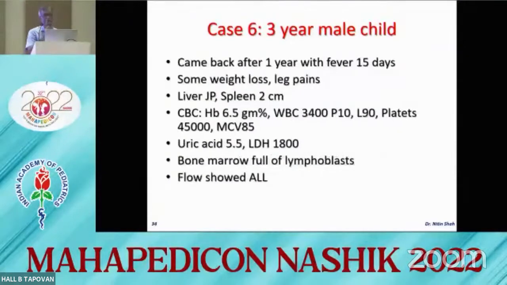Exactly after 1 year, he came back with fever for 15 days, some weight loss, and again just palpable liver and spleen. This time again, he has come with pancytopenia, hemoglobin low, ANC even lower, 340, platelets are low, LDH is high, uric acid is high. I do a marrow, it is full of lymphoblasts. And flow showed that it is acute lymphoblastic leukemia.